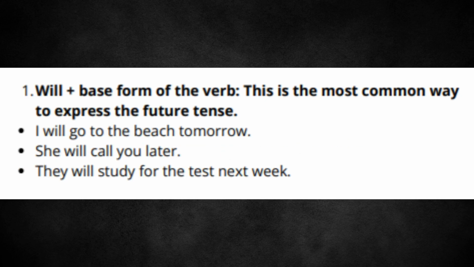Will plus the base form of the verb. This is the most common way to express the future tense. I will go to the beach tomorrow. She will call you later. They will study for the test next week. In British English, we also say I or we shall instead of will, but mostly we just use will.